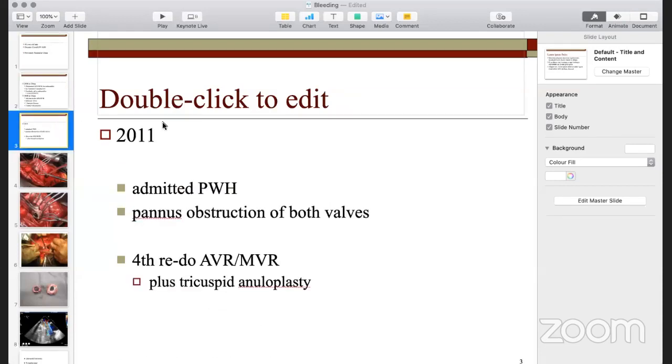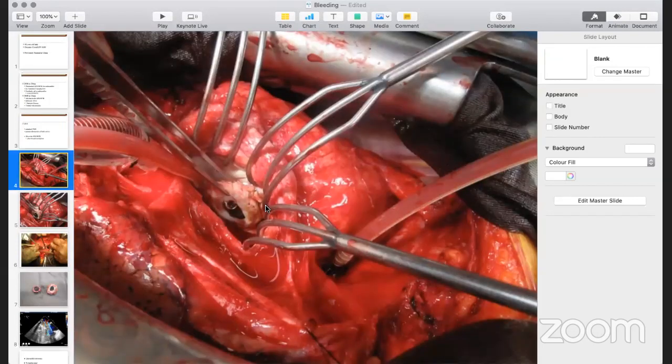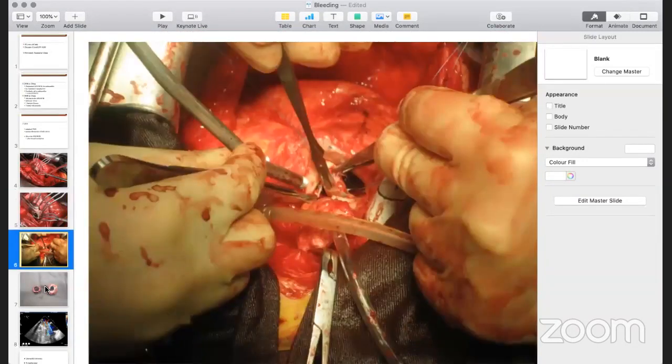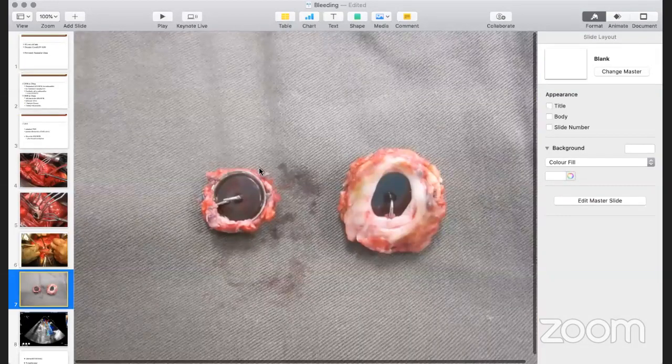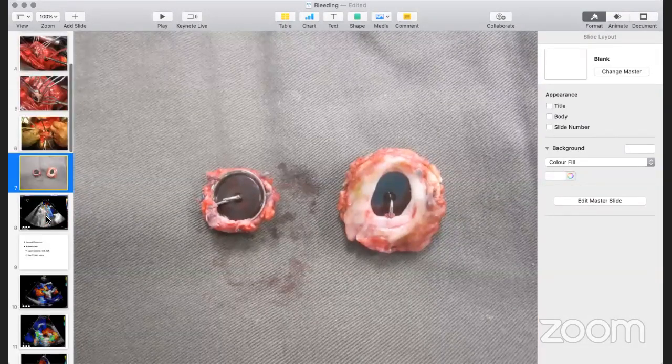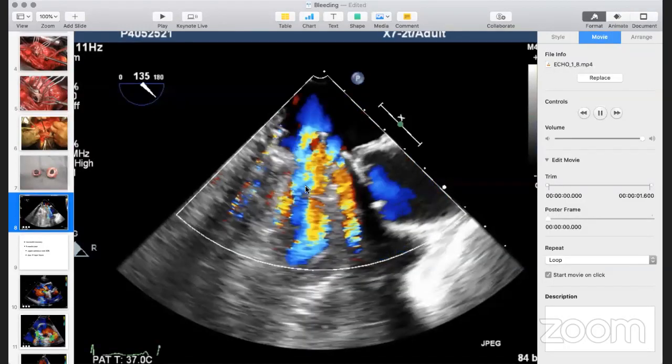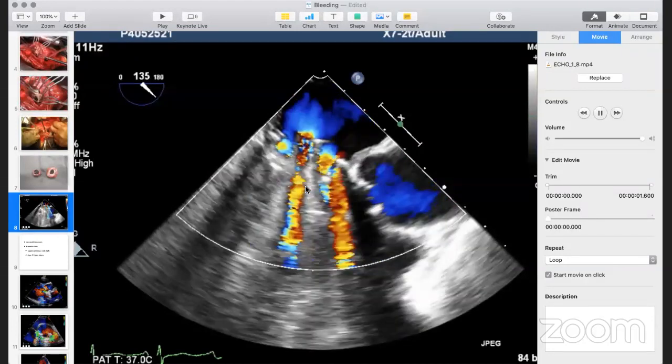She came to us in 2011 with pannus obstruction of both valves. So we operated on her for a fourth time, replaced the aortic and mitral valves, and did a tricuspid annuloplasty. We were so pleased that we took a lot of pictures during this operation. They were using single disc valves at the time. Here you can see the pannus around the valve. This is the aortic valve, and these are the valves that we took out of her. And this was the echo that we left her with. Very good, normal echo.